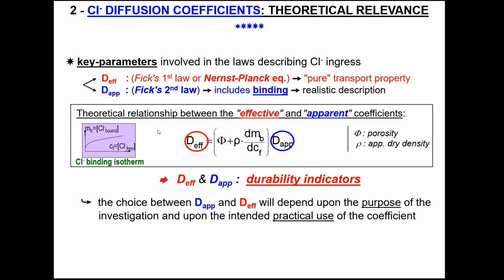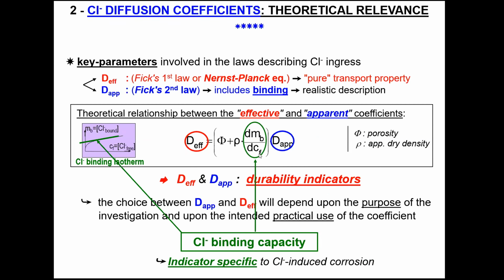It is worth mentioning that anyway, if you assess one or the other, it's not a problem since there is a theoretical relationship between them, and the choice between these two parameters will depend on the purpose of the investigation. And they are linked in particular with the porosity, as you can see here, and with the so-called binding capacity. So the binding capacity can be regarded as a durability indicator, but specific to chloride-induced corrosion, for example.